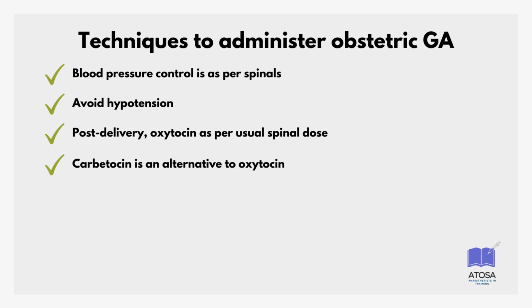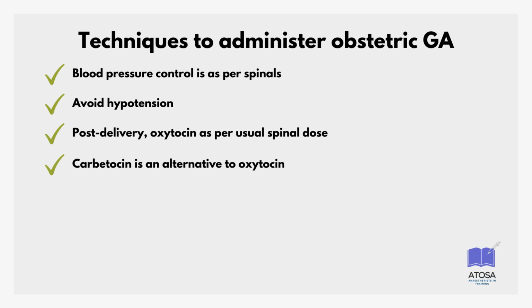Carbetocin is an alternative to oxytocin, should you have it available. The dose is 100 micrograms. There's 1 ml in an amp, which contains this 100 micrograms, and it should be given by slow IV injection over 1 minute post-delivery. It's easiest to dilute it to 10 ml to ensure slow administration, as rapid administration causes nausea, a metallic taste in the mouth, and flushing.